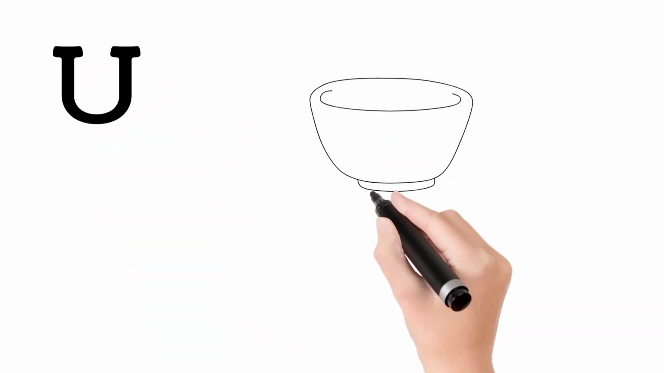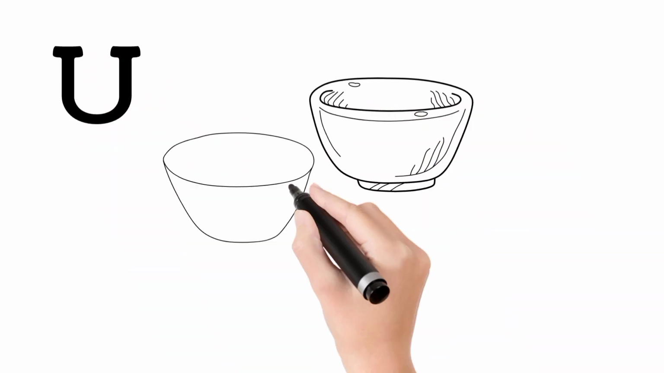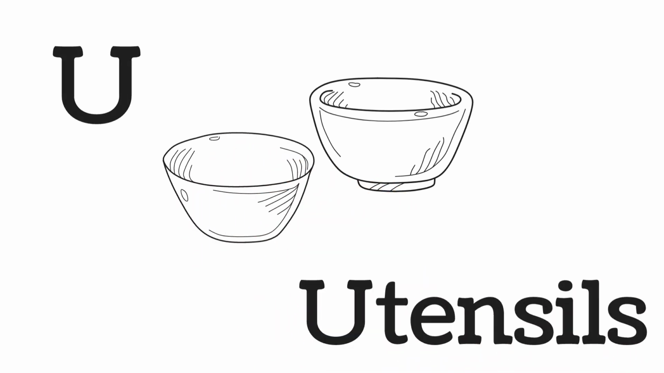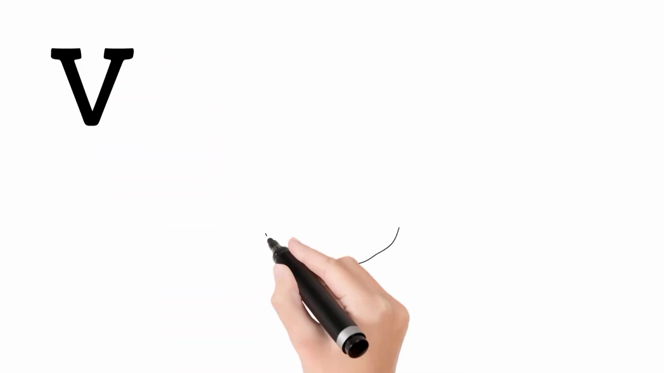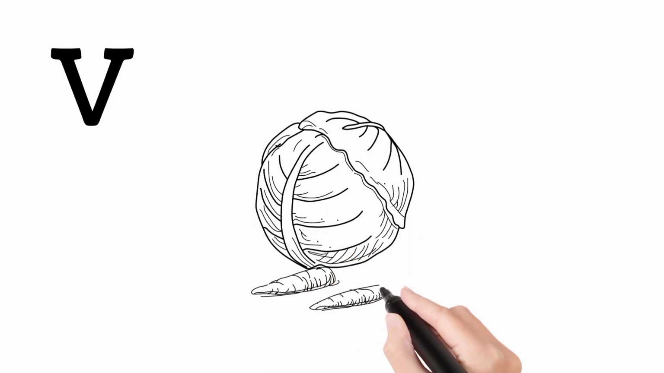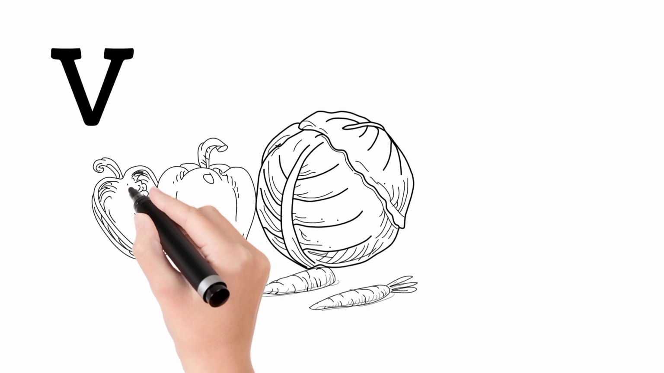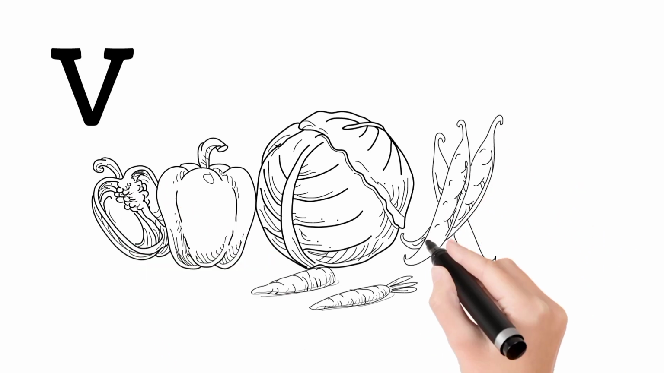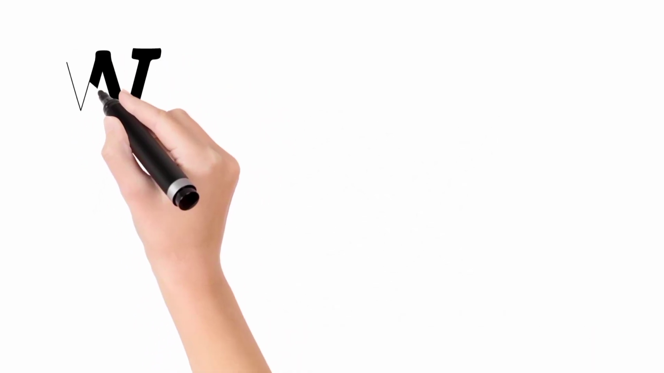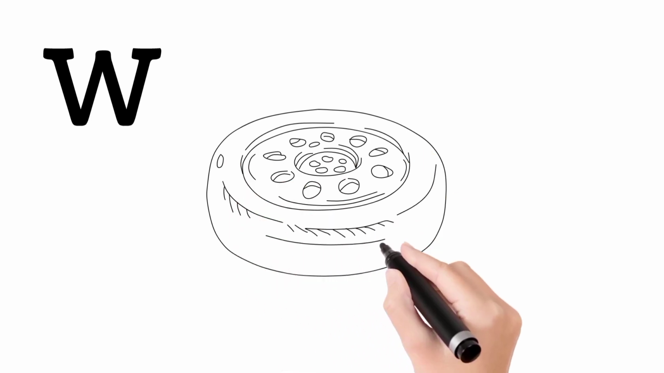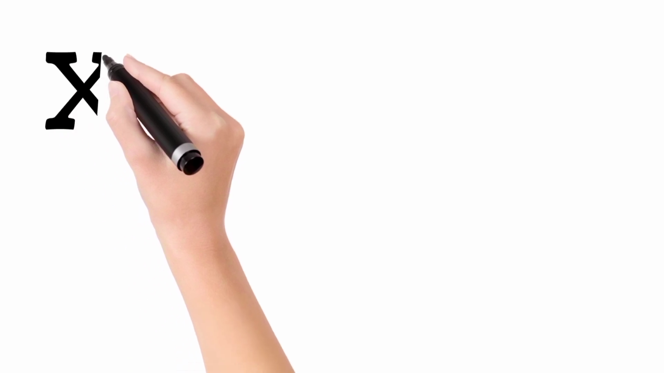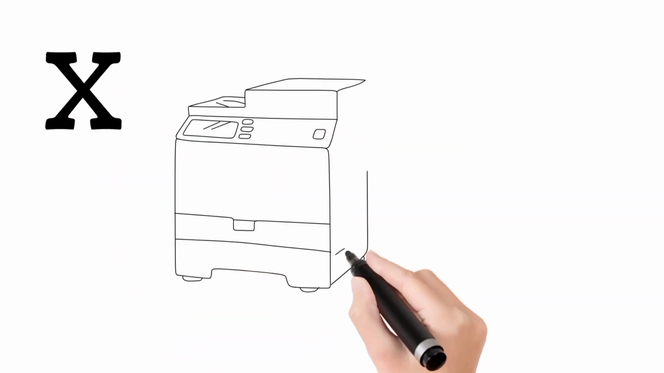U. U for utensils. V. V for vegetables. W. W for wheel. X. X for Xerox machine.